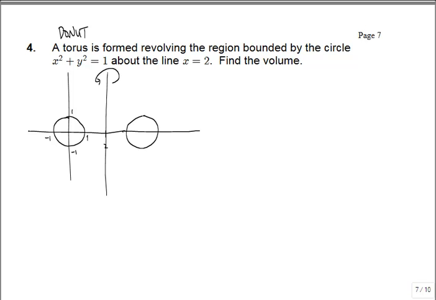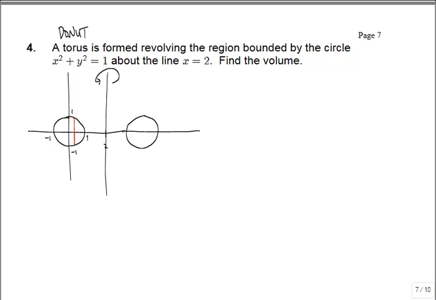Okay, so we want to find the volume of this donut. So how are we going to do this? Well, you kind of have your choice of what method you want to use. I'm just going to stick with shells since that's our theme for today. And since my axis of revolution is vertical, I'm going to take a slice parallel to that. So I want to take a vertical slice as well.